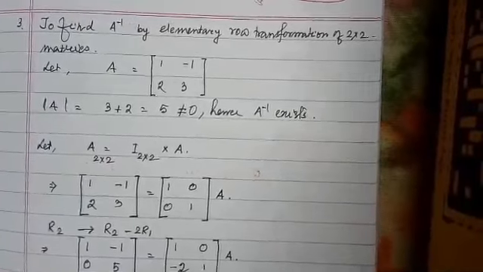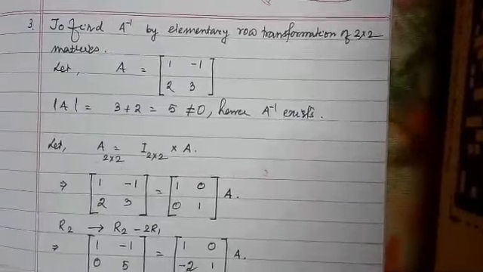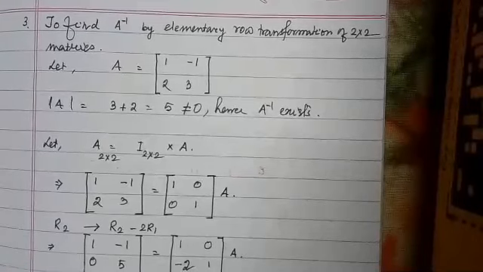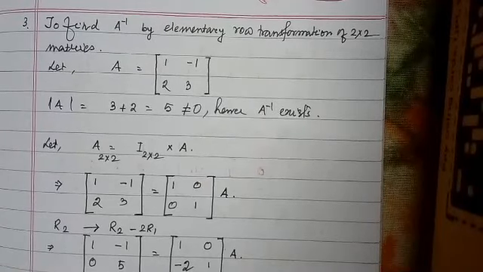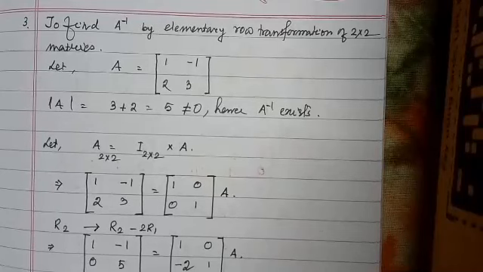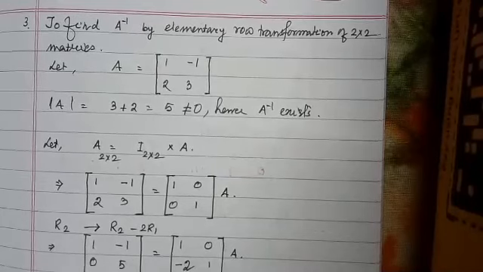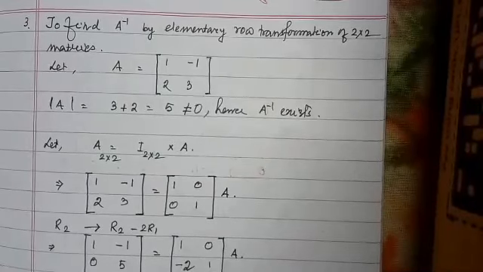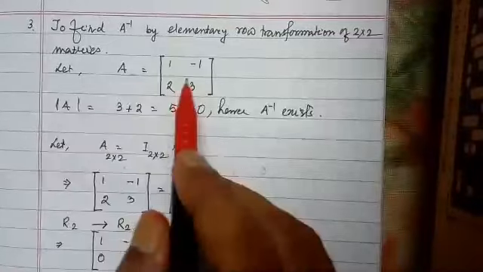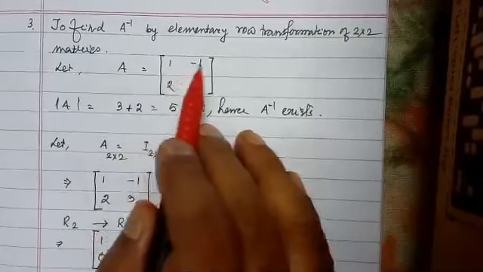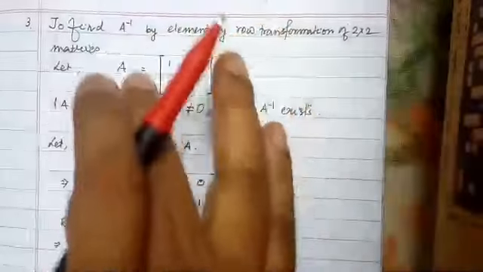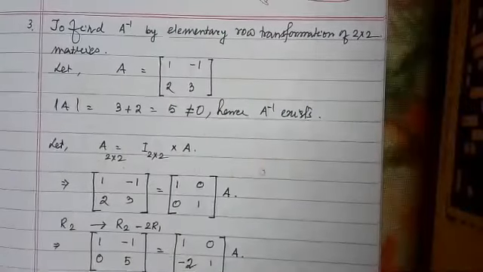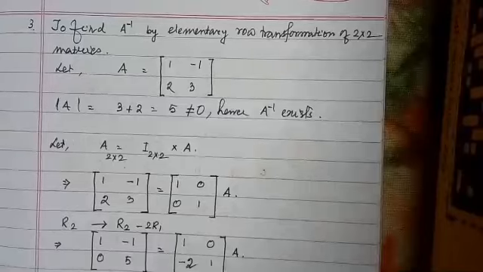Now I am going to show you how to find A inverse, that is the inverse of a matrix, by elementary transformation. By elementary row transformation of a 2 order matrix, I am showing you how to find the inverse. Let A be the matrix with first row 1, minus 1 and second row 2, 3. We have to find the inverse of this matrix by elementary row transformation.